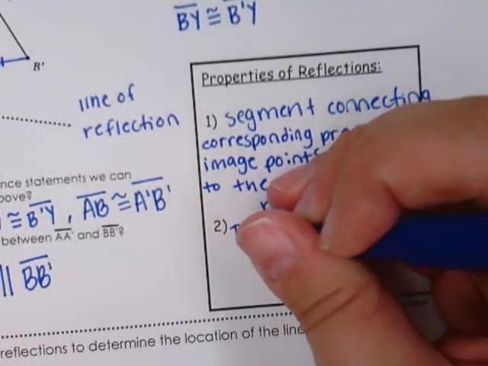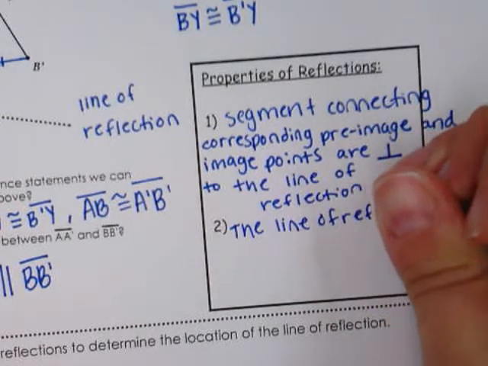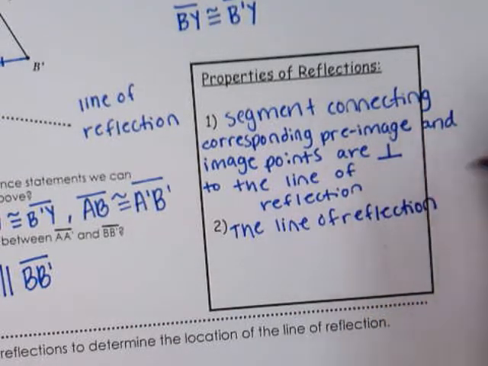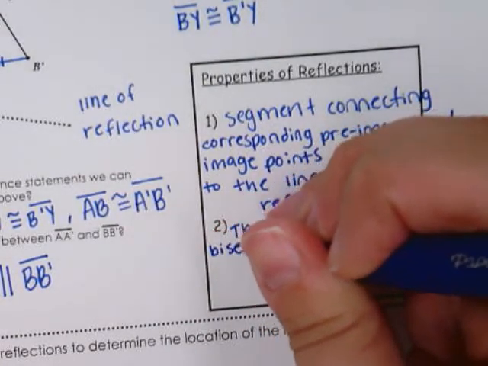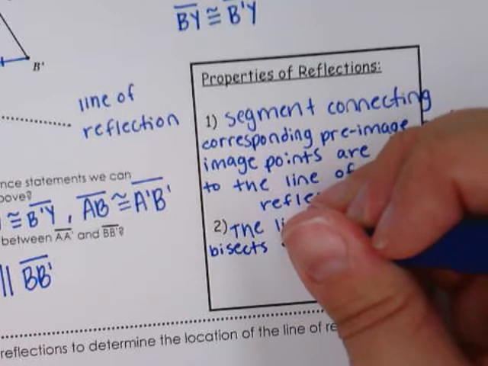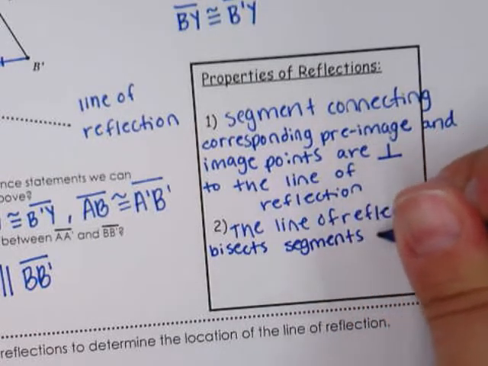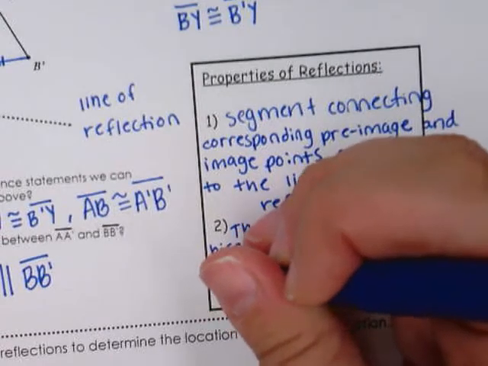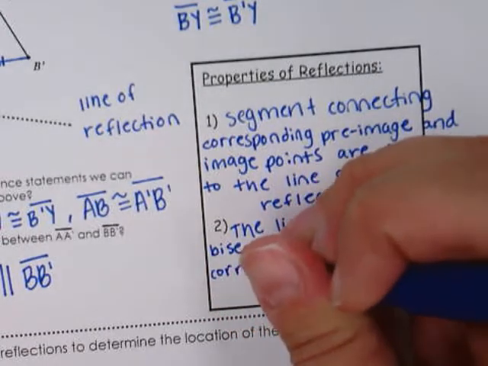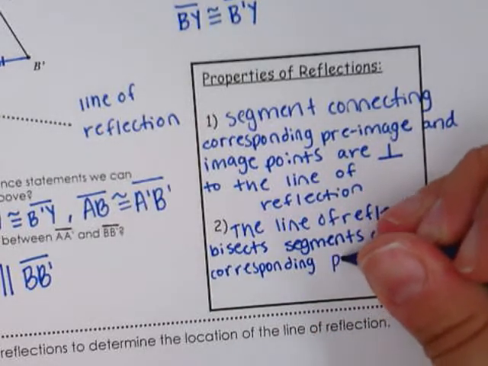The second property also has to do with the lines. It says the line of reflection bisects. So remember, bisect means cuts in half. So bisects segments connecting corresponding pre-image and image points.